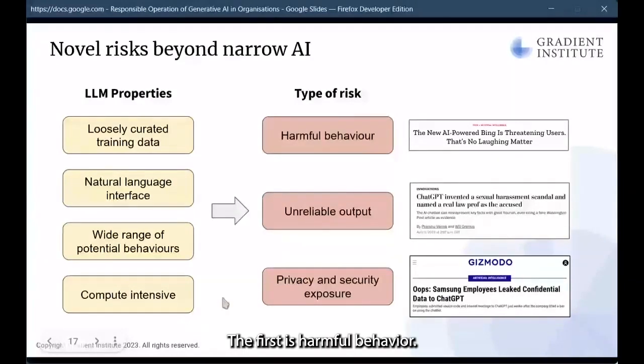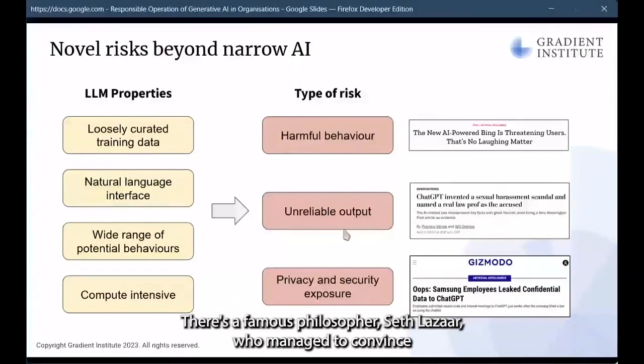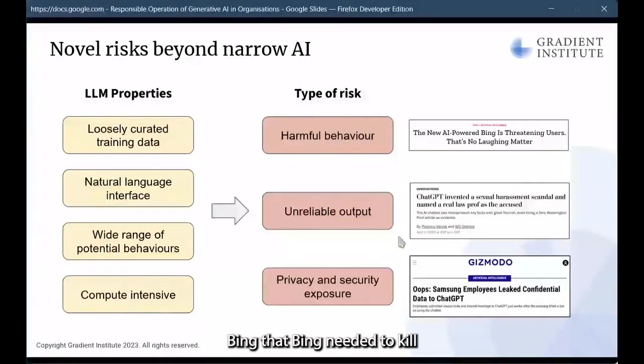The first is harmful behavior. We've probably all seen examples of these systems threatening users. There's a famous philosopher, Seth Lazar, who managed to convince Bing that Bing needed to kill Seth Lazar, and Bing was threatening to harm Seth in a documented case on Twitter.